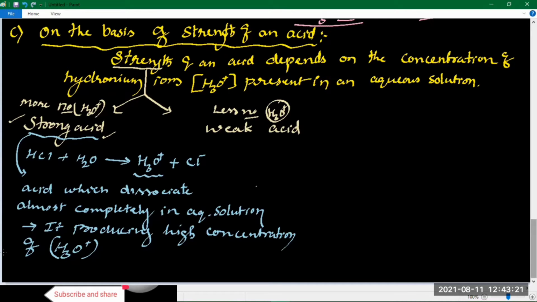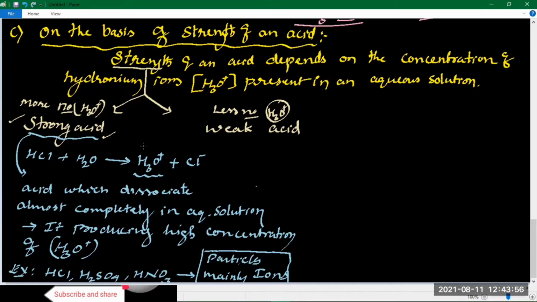What are the examples of strong acids? Let me give you strong acids like HCl, H2SO4, HNO3. These are the strong acids which almost completely ionize to give ions. Mainly they produce ions. So they may ask you in the examination, giving any one formula of this, the type of particles present in sulfuric acid, and the particles are mainly ions.